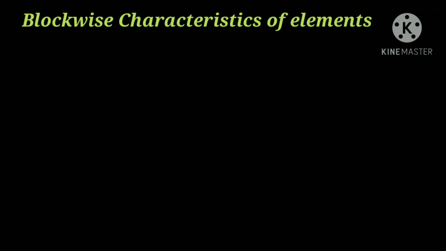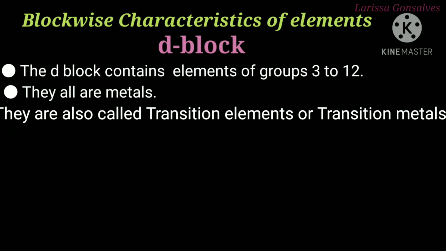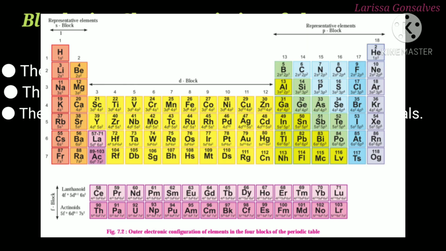Next are the characteristics of d block elements. The d block contains elements of group 3 to 12. All the elements belonging to the d block are metals. The d block elements are also called transition elements or transition metals. Now, why are they called so? Because they form a bridge between the chemically reactive s block elements and the elements of group 13 and 14, which are less reactive.